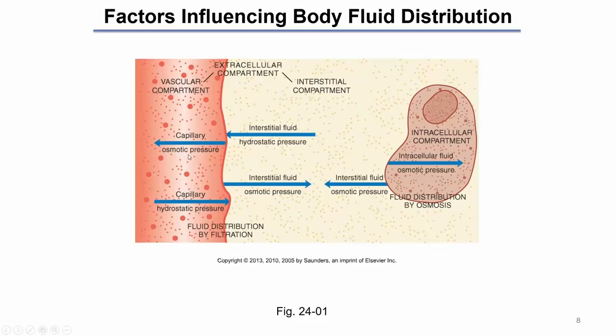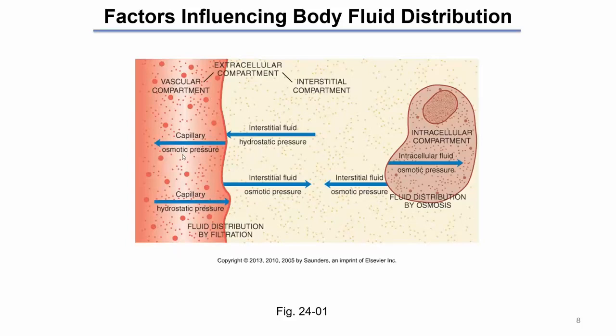Similarly, osmotic pressure in the capillary is essentially based upon the protein content in the vascular compartment. So if we have, say, any sort of liver disease, and the reason we're focused on liver disease is because the liver produces albumin, and if the liver can no longer produce albumin effectively, then the albumin content in the plasma is going to decrease, and hence capillary osmotic pressure is going to decrease. Less fluid will be pulled back into the capillaries and more fluid will be left in the interstitial compartment.